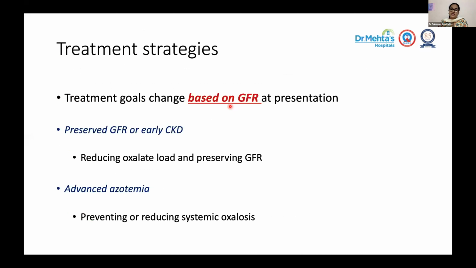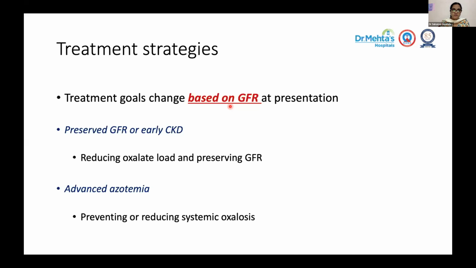So the treatment strategies are complex. They are usually not very efficient, especially the dialysis strategy. And the treatment goals are based on GFR at presentation. So a patient with preserved GFR or early CKD is managed very differently from a patient with advanced CKD. Your goal for treating a patient with preserved GFR is reducing the oxalate load and preserving the GFR as much as possible. Whereas in advanced CKD, it is more about preventing and reducing the systemic oxalosis and other complications of systemic oxalosis.